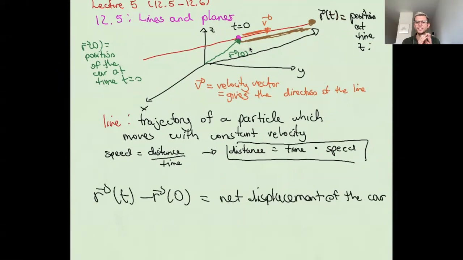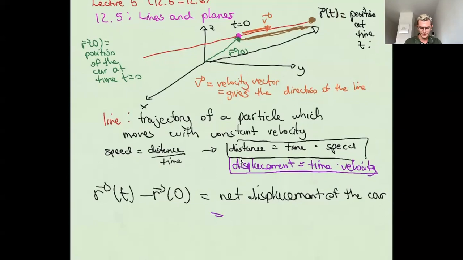Right, and so how much is the displacement? It's similar to the formula distance equals time times speed. It's just that displacement equals time times velocity, if that makes sense. So displacement equals time times velocity, and so this is t times v. I'm just saying that the net displacement in time t is t times velocity.